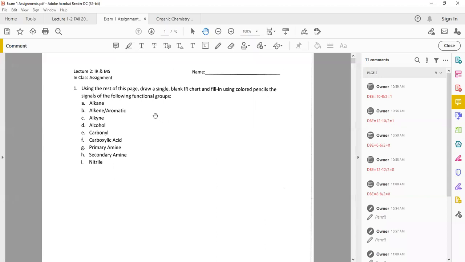Here in the first question, they ask you to do the drawing, like I showed you before, that has basically all the general functional groups: the alkanes, alkenes, the aromatics, alcohols, the carbonyls. It was the same kind of picture that I showed you before. Let me open that. Let me close or minimize what I have here, and open that picture again.